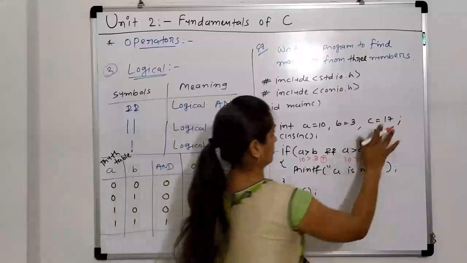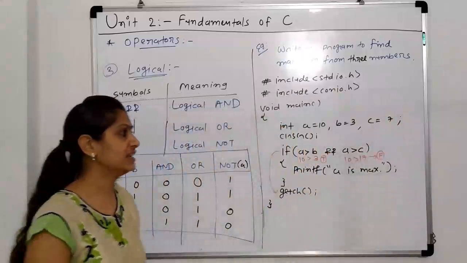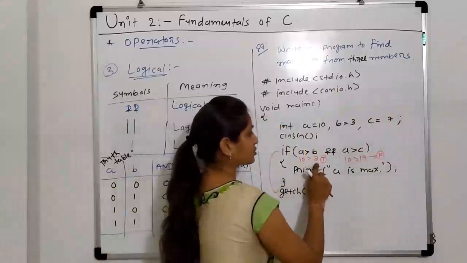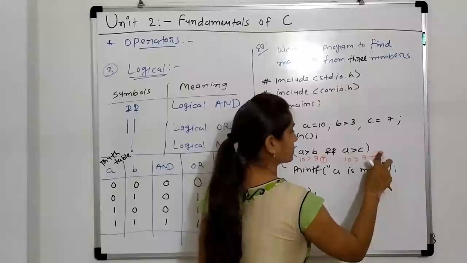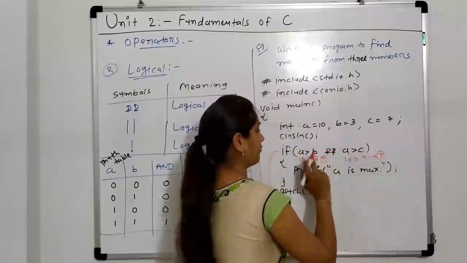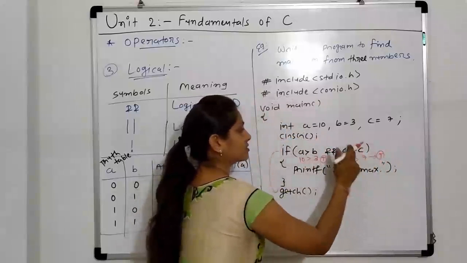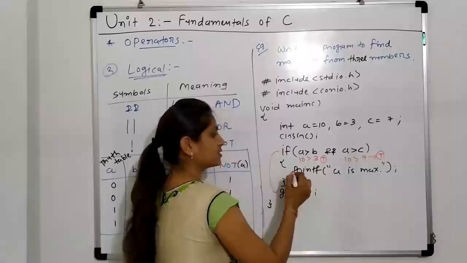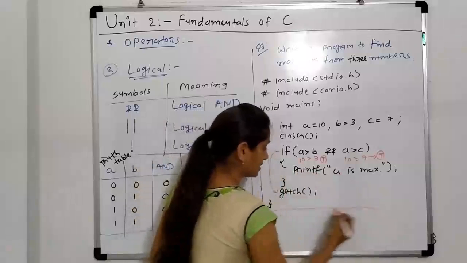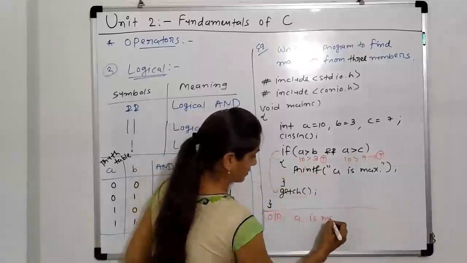But suppose here C is 7. Then this condition is true and this condition is again true. 10 is greater than 7? Yes. When both conditions become true, our final condition is true, then it goes inside this part and the output is displayed, that is, A is max.